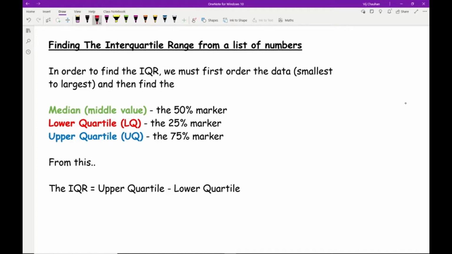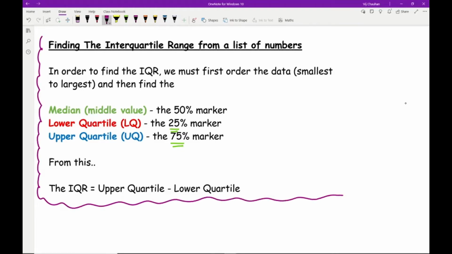Now the key thing to remember is that the upper quartile is not 75 and the lower quartile is not 25. It's just a case of whatever those values are. And I would definitely strongly recommend making a note of that. So let's just pop a box around that.